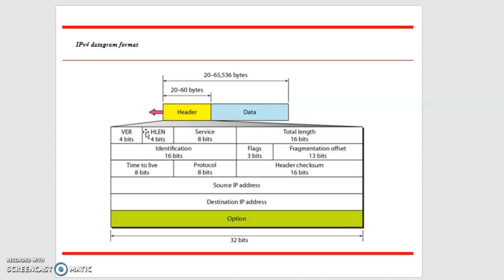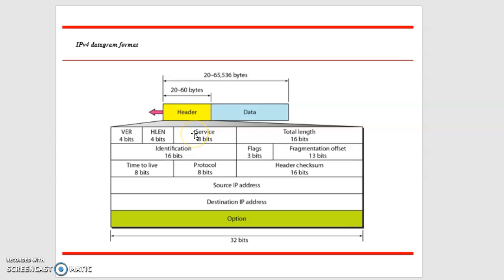So when you write 0, you multiply it by 4, and that means 0 is the length. The maximum is 15, and 15 multiplied by 4 is 60. That means 60 bytes of header. So the header length is defined in multiples of 4.